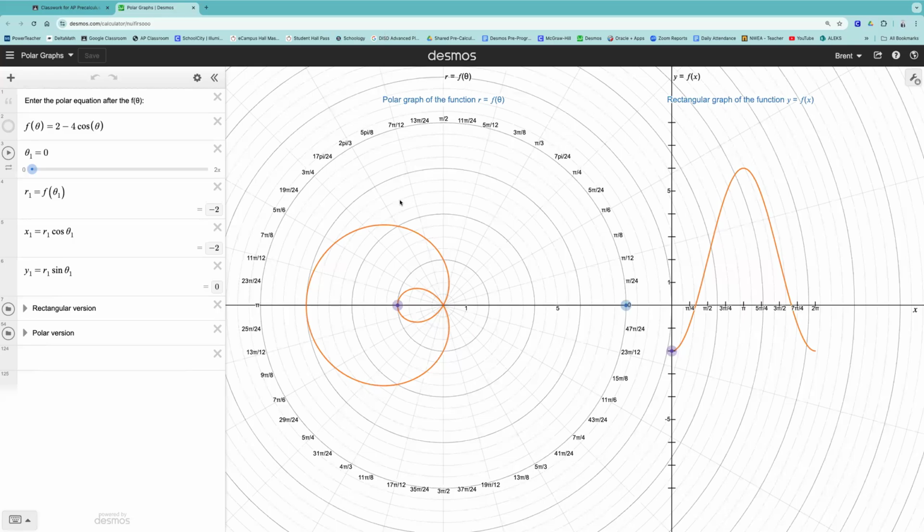Hopefully that was enough time for everybody to get to this graph. Again, it was Google Classroom, 3-14 is the folder. You look for Polar Graphs, Desmos, you click it, it opens up this. Let me explain what you're looking at.